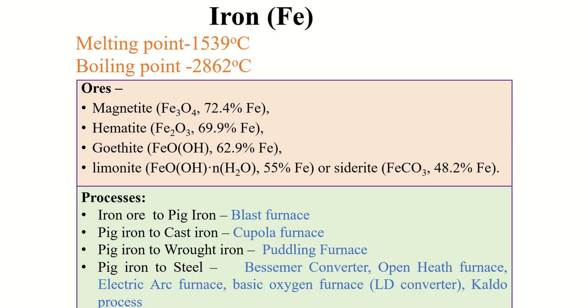If you want to convert pig iron into steel, there are many processes for steel making. First is the Bessemer converter, then the open hearth furnace, and the electric arc furnace, which is frequently used for alloy making. Then the basic oxygen furnace or LD converter, and the Kaldo process. These are some important processes generally used for the further processing of pig iron and iron ores.